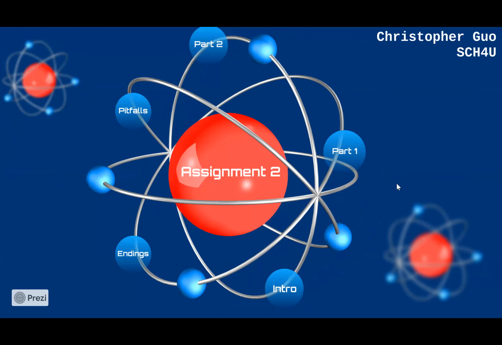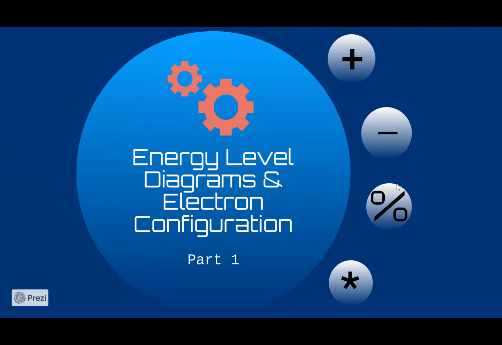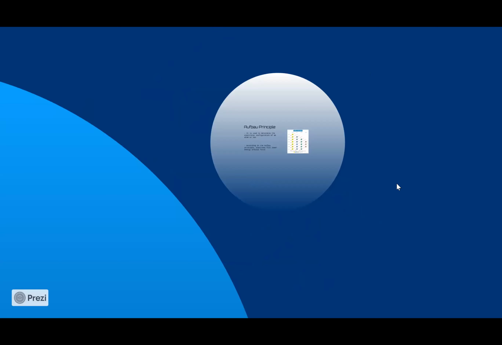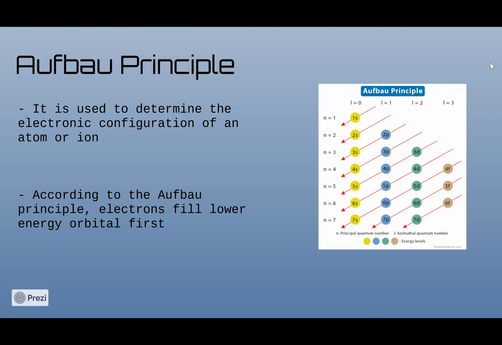And for part 1, before we start, we need to know the 3 principles and laws in order for us to get better understanding about the concepts. So first thing comes first, the Aufbau principle, which is used to determine the electronic configuration of an atom or ions. And according to the Aufbau principle, electrons fill lower energy orbitals first. On the right-hand side, it is the diagram that perfectly explains how the Aufbau principle works.